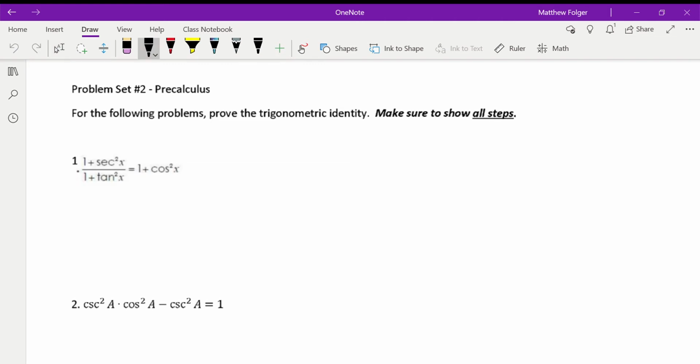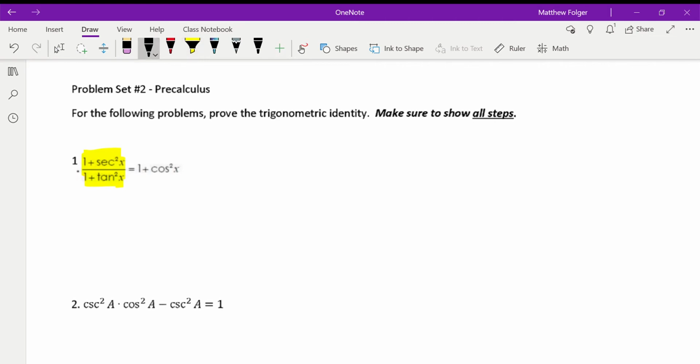So looking at number one, we need to prove this identity. In order to do that, what we first want to do is identify the side that's more complicated, because remember, to prove an identity, you need to simplify one side to make it look like the other side. So we're going to simplify this complicated side over on the left here.